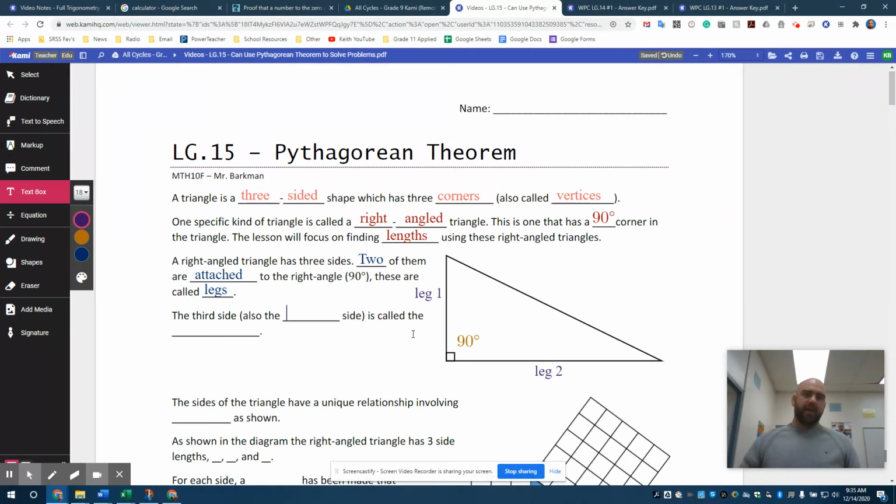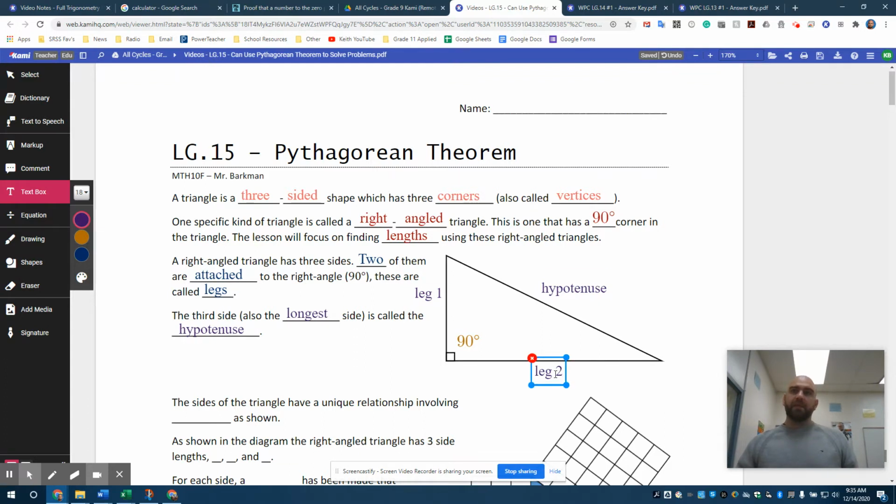Now the third side, this last side here, which is not attached to the 90 degrees, is what we consider to be the longest side. It's called the hypotenuse. This is our long side. It's the side that is not touching the right angle. Let's make sure we spell hypotenuse right. So we have the two legs, leg 1 and leg 2, and the hypotenuse.